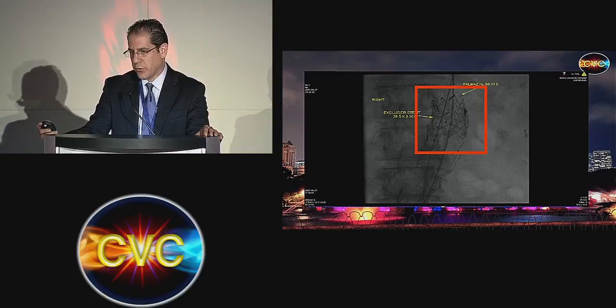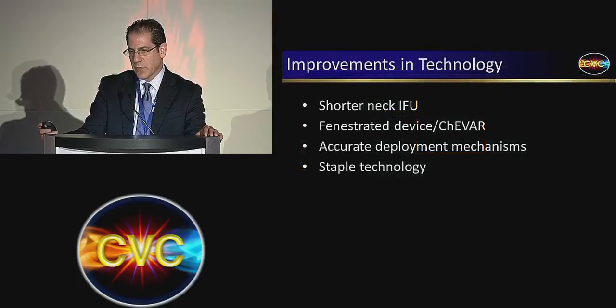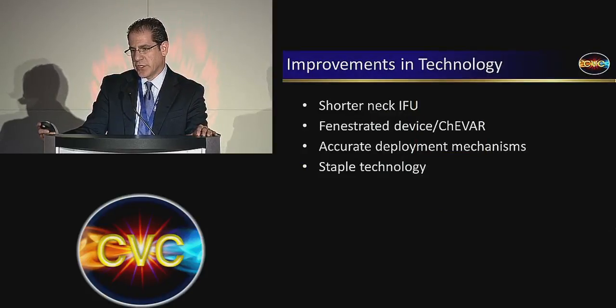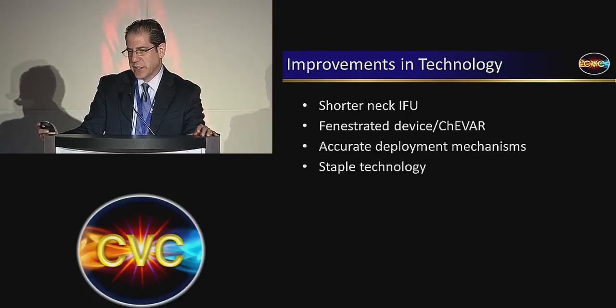I think some people learn on the fly, and it's a tough technique to learn on the fly because it can be hard to deploy accurately. So we heard a lot also about different technologies, both from Dr. Mariah and Dr. Krazier. Clearly, we've gotten indications for shorter neck IFU down to 10 millimeters for some devices and even smaller, 7 millimeters potentially for trivascular, as they say. Fenestrated devices give us neck options, 4 millimeters for the Zenith fenestrated device, and Chivar clearly expands our indications.